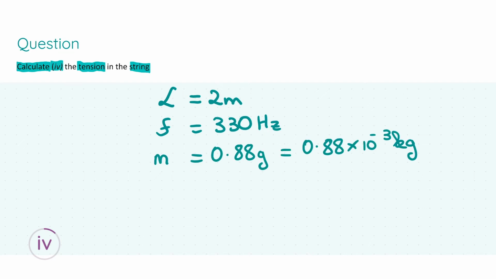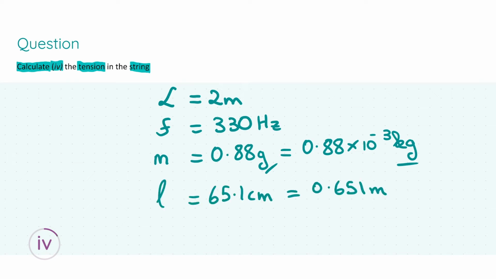And from the question, we were given loads of information. We were told that the length of the string, which I'm going to denote by this capital L here, was equal to 2 meters. We're told that the frequency is 330 hertz. We are told that the mass is 0.88 grams, but like I said earlier, we're going to have to convert this into SI units, which is the kilogram. And we get that the mass is 0.88 times 10 to the power of minus 3 kilograms.